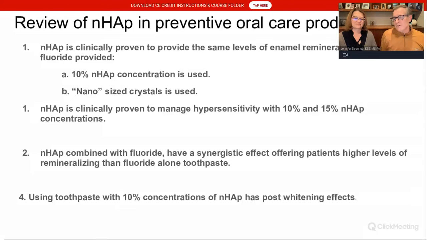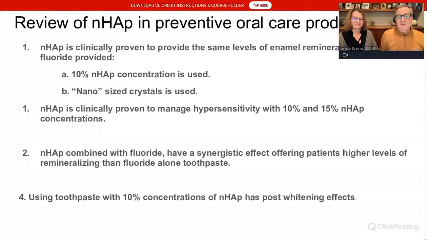We've got 10 and 15%. I didn't mention this: the clinical study that I referenced from PubMed, they tested both 10 and 15%. There are additional clinical studies supporting hypersensitivity management with nano hydroxyapatite on PubMed. And then let's see, nano hydroxyapatite with fluoride. That's a rock star blend.